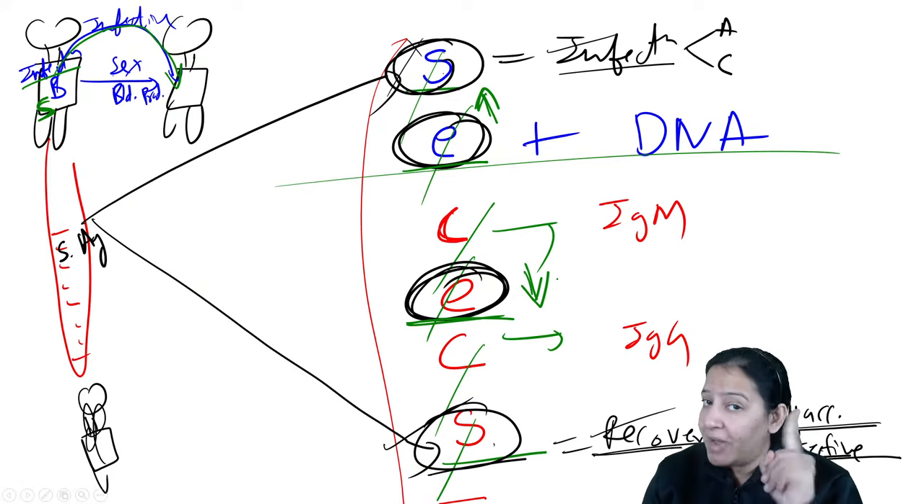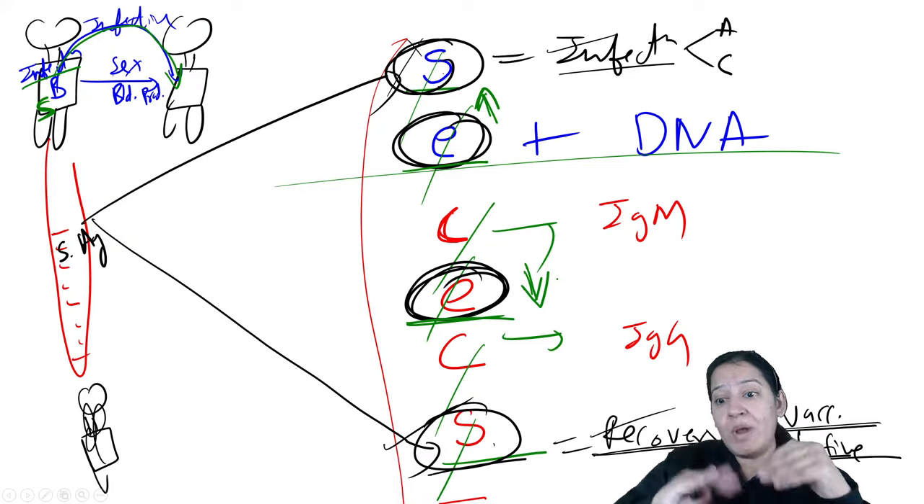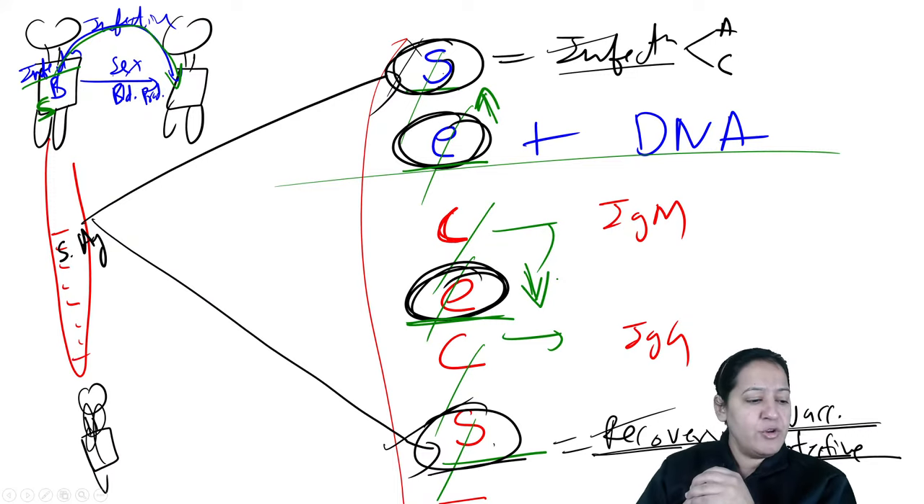Not infection, mind my words, infectivity. Infectivity is the ability to infect another person. It is the capability to infect another person. Have you got it? That is the significance of E.